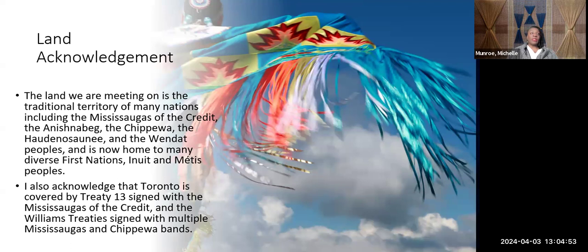The land we are meeting on is the traditional territory of many nations, including the Mississaugas of the Credit, the Anishinaabe, the Chippewa, the Haudenosaunee, and the Wendat peoples, and is now home to many diverse First Nations, Inuit, and Métis peoples. I also acknowledge that Toronto is covered by Treaty 13, signed with the Mississaugas of the Credit, and the William Treaty, signed with multiple Mississaugas and Chippewa bands.